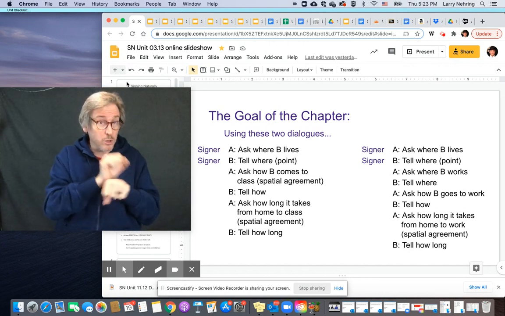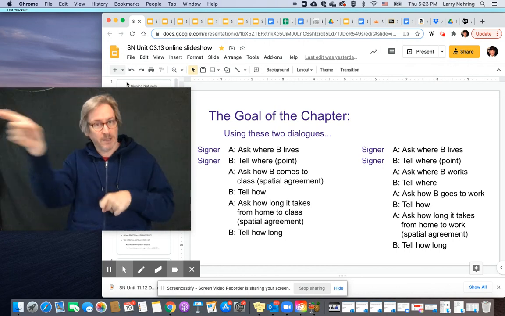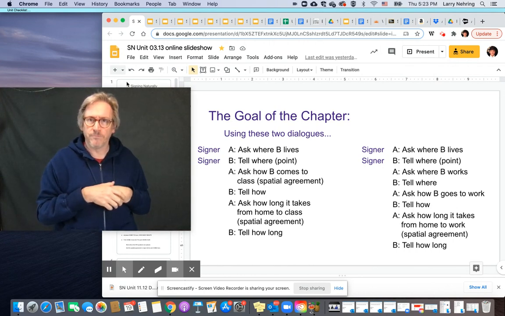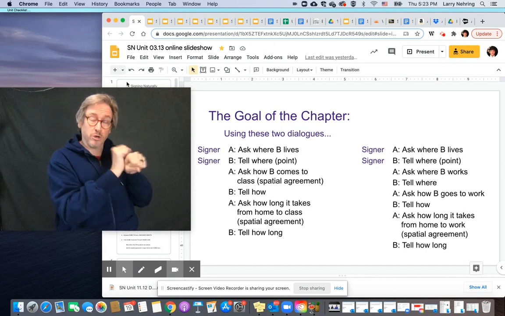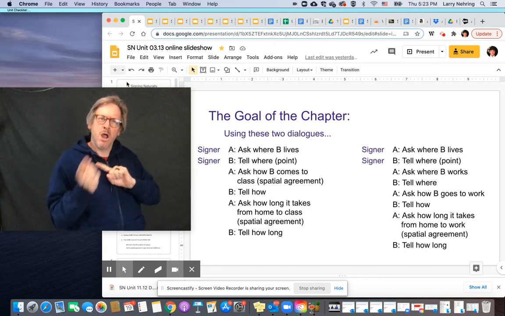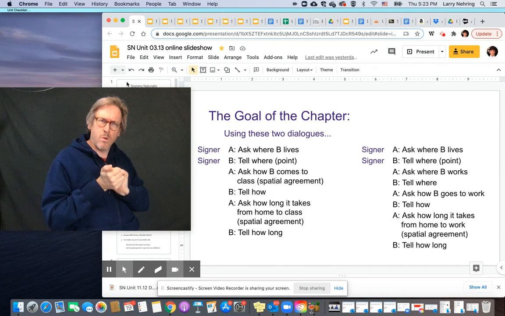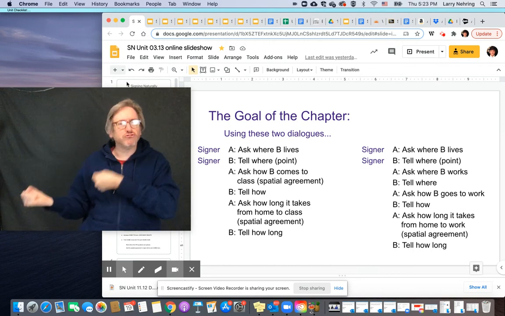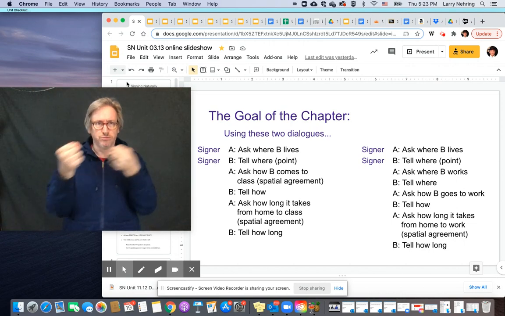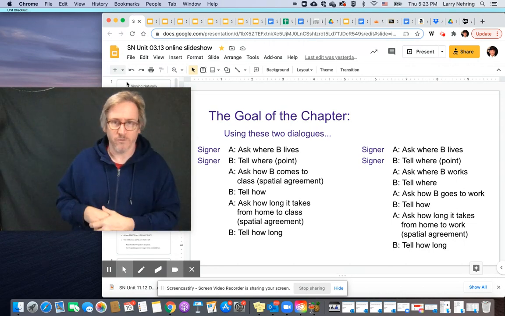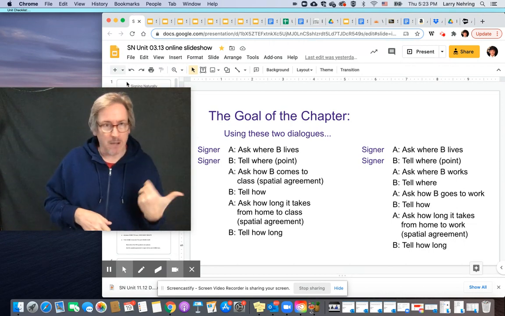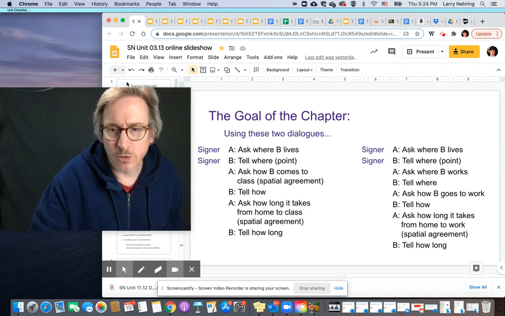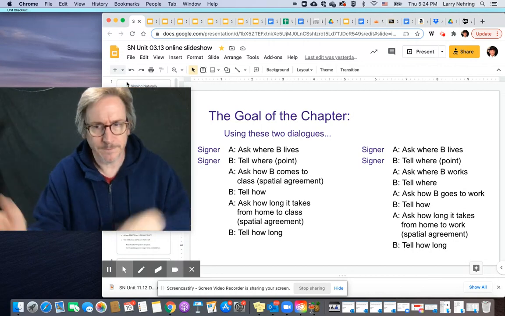You work where? Same thing. Oh, over there. Set up a new point. How do you go to work? You go how? Then explain. Oh, I drive. Right. So drive. And we'll go over the vocab. And how long? How many minutes drive? Okay. So those are the two conversations we're working on.